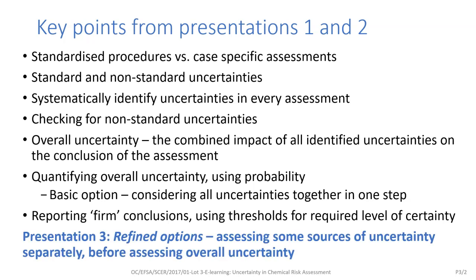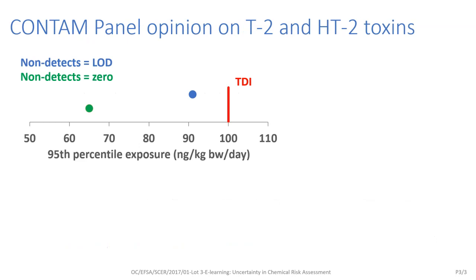In this presentation, we move on to refined options, where some sources of uncertainty are assessed separately before assessing overall uncertainty. These principles and methods are applicable to all types of chemicals, but to keep things simple, I will continue with the example I introduced in presentation 2, a contaminant. This example is based on the Contam Panel's 2011 opinion on T2 and HT2 toxins.